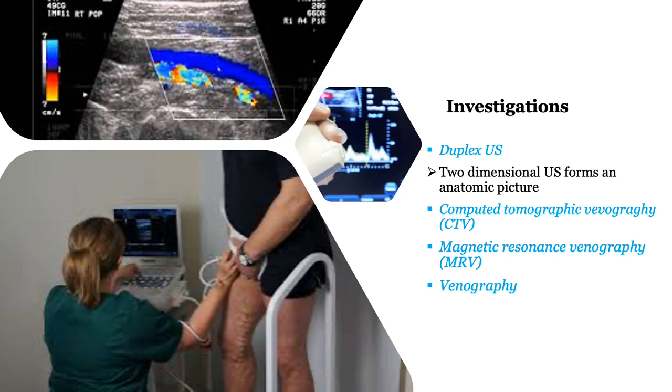Other investigations used are computed tomography or computed tomographic venography, CTV, or magnetic resonance venography, MRV, and venography. CTV, MRV, venography are less commonly used in daily clinical practice of varicose veins. They are used only when there is suspicion of deep venous obstruction as a primary cause of varicose veins. Okay.